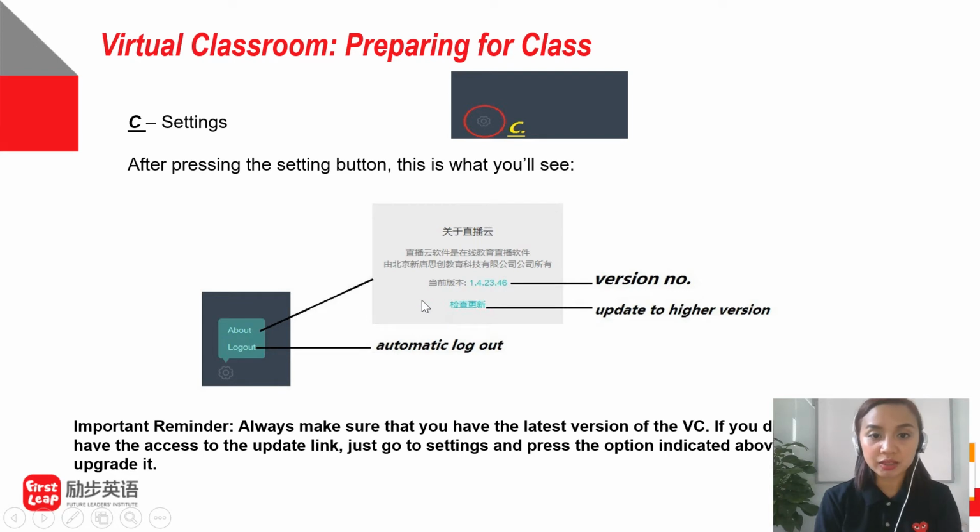And this one, the green one here, means update to higher version, okay? Always make sure that you have the latest version of the VC. If you don't have the access to the update link, you just go to settings and press the option indicated above this one to upgrade it. But if ever that our IT will release a new version, we will also send you guys the installer for that one. In case you miss it, again, just look for this button here, press it so that your VC will just automatically upgrade, okay?